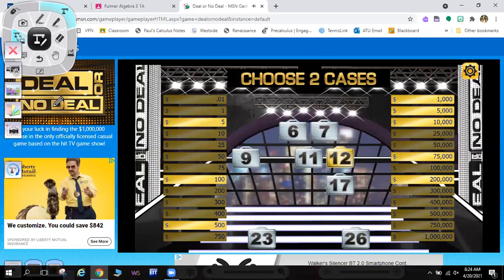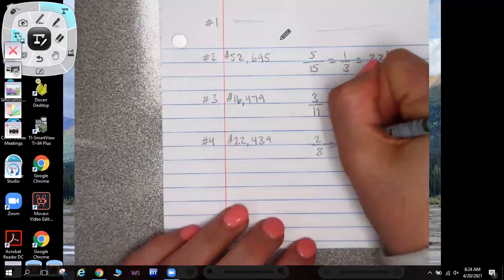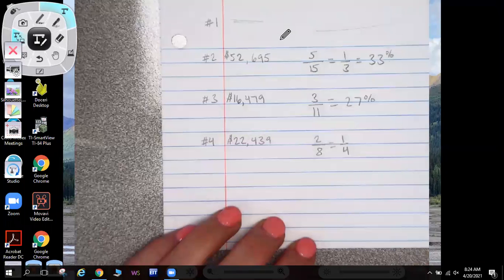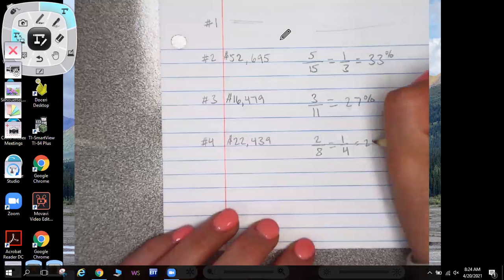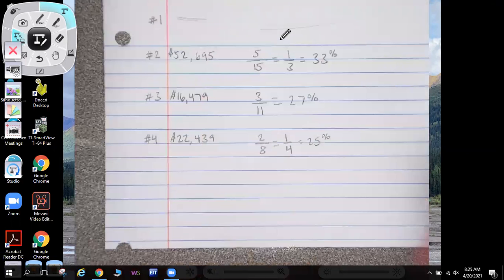So our fourth offer is $22,439. That's 2 out of 8 cases left that have more than that. That's 1/4, which is 25%. So we have a 25% chance of winning more than this banker's offer if we were to keep playing, which again, the game is forcing us to do. So let's keep playing.